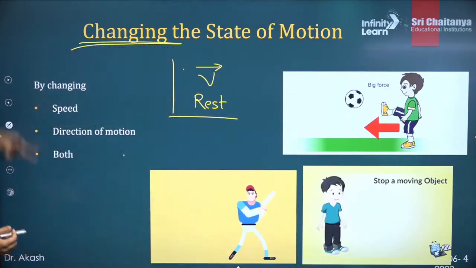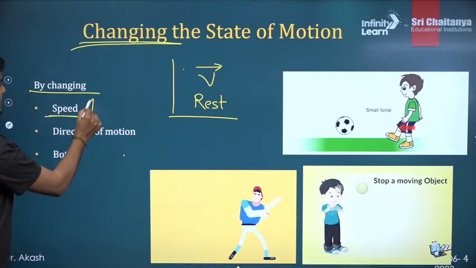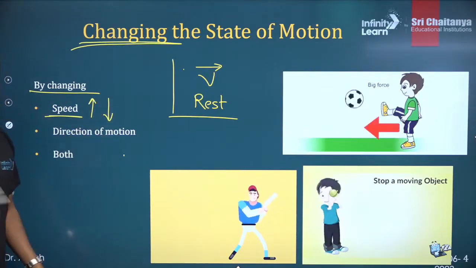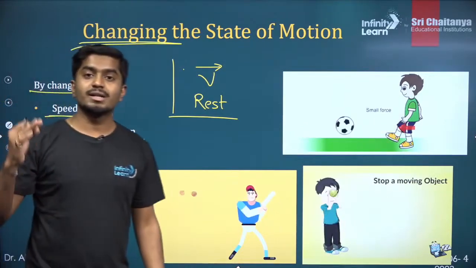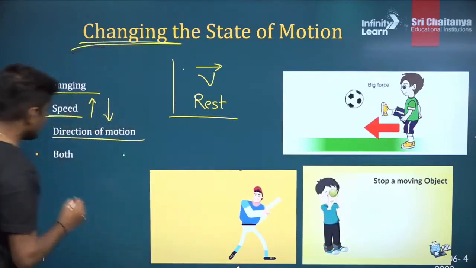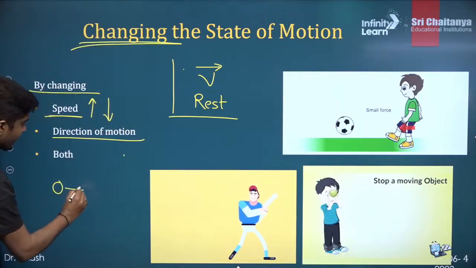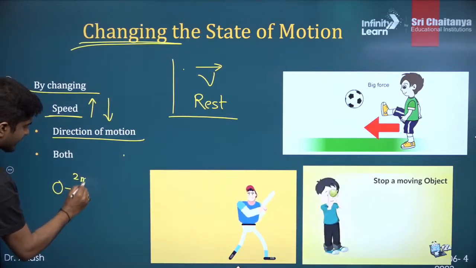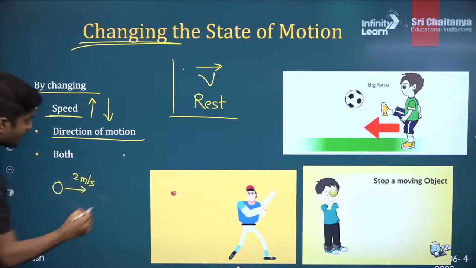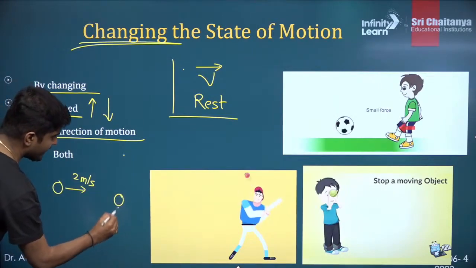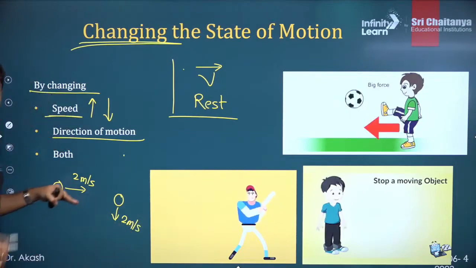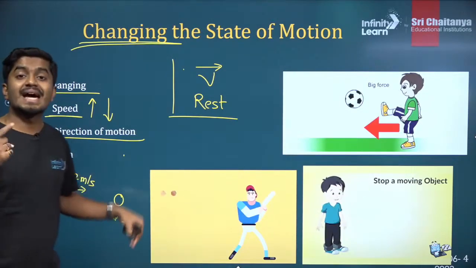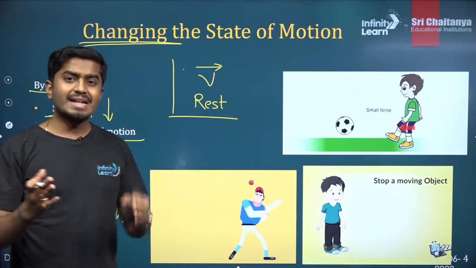You can either increase the speed or decrease the speed, or you can change the direction. For example, you are not changing the speed. Let's suppose there is an object here, moving in this direction with a velocity of 2 meters per second. After some time, what happened? This object started moving in this direction with the speed of 2 meters per second. But in that case, the direction has changed.